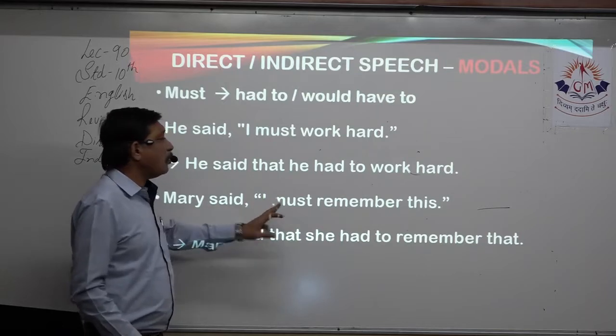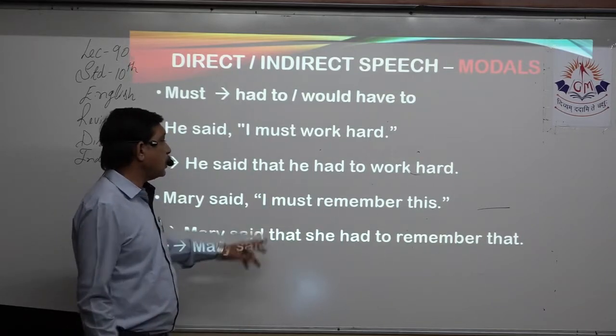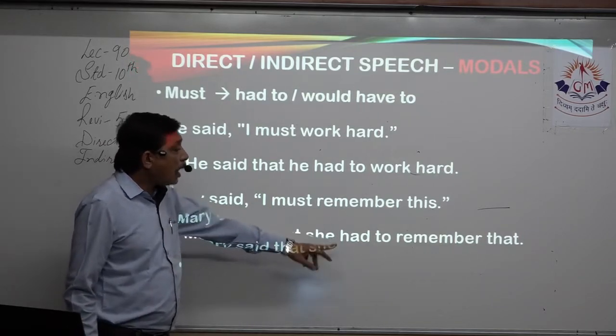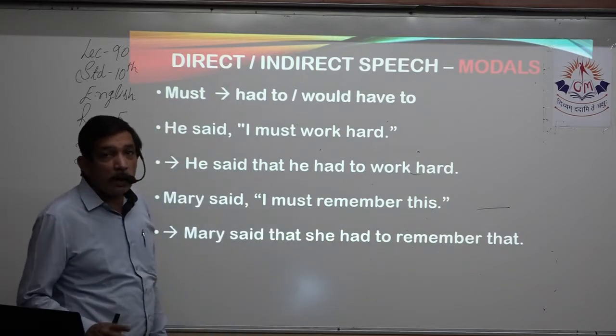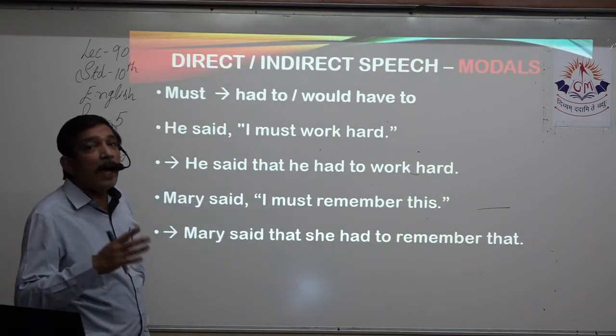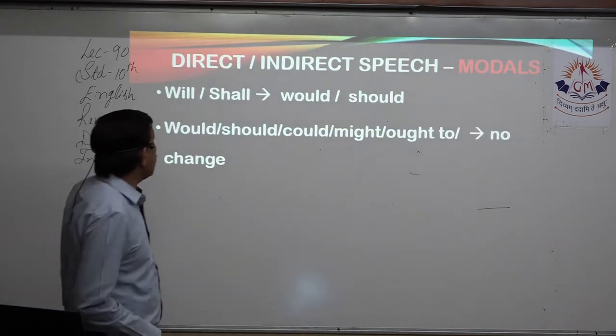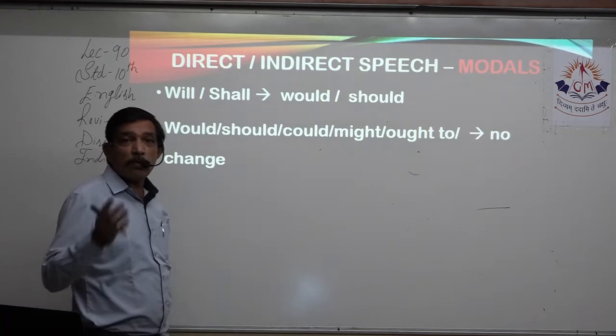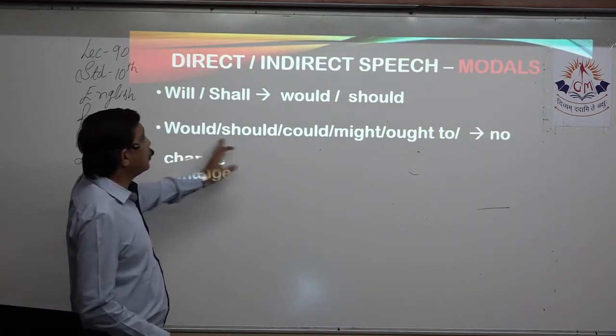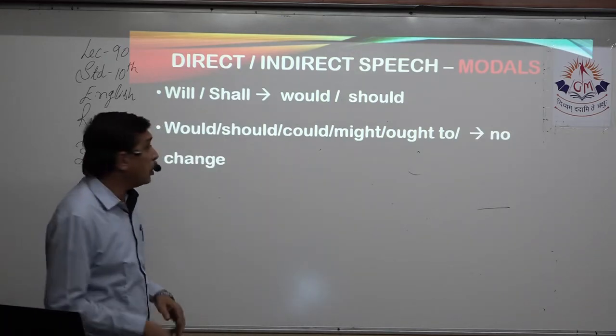Mary said, "I must remember this." Mary said that she had to remember that. Alternately, she would have to remember that. "This" becomes "that." "Will" or "shall" changes to "would" or "should," which we have already seen. Would, should, could, might: a very important thing.